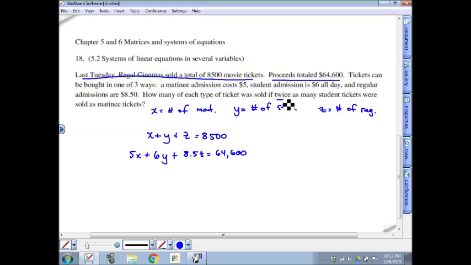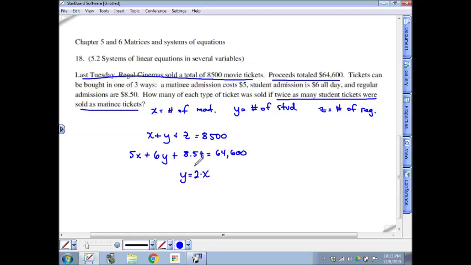Now, a difficult phrase might be this last one. Twice as many student tickets were sold as matinee tickets. So student tickets are y, and matinee tickets are x. So we've got to figure out some way to relate these two with an equal sign. Twice as many student tickets were already sold, so y is already twice as big. So in order to make these two quantities equal each other, I've got to multiply the x by 2. So y is equal to 2x.